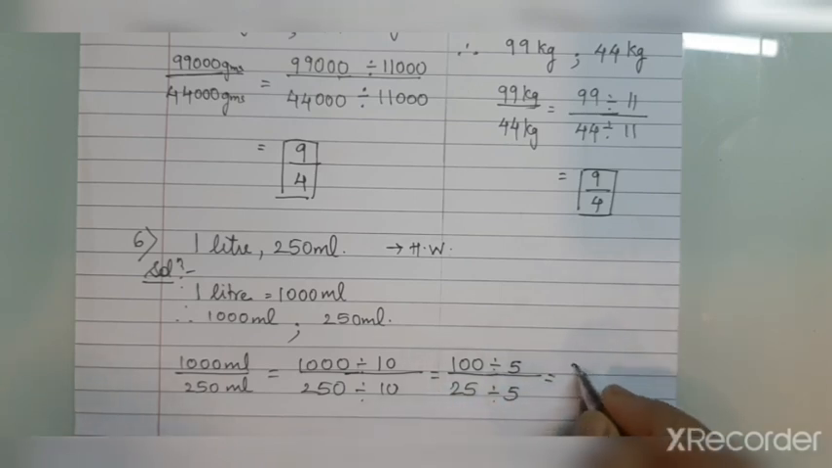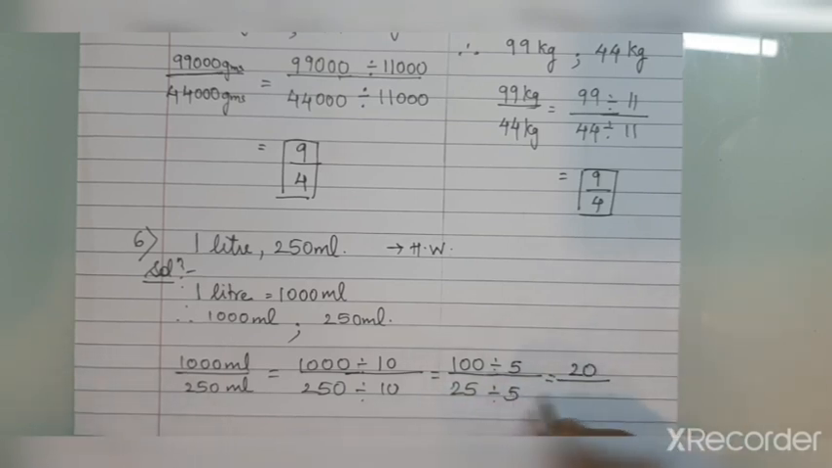5 how many are? 5 20s are 100 and 5 5s are 25. Now again, you can still do further because they are the multiples. 20 and 5 are the multiples of 5.